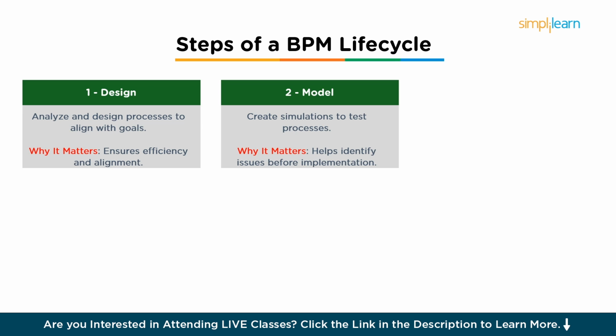2. Model. Once a process has been designed, the next phase is modeling. In this phase, organizations create simulations or prototypes of the new process to test how it will function in real-world scenarios. Modeling helps identify potential issues before the process is implemented. Why it matters. Modeling allows organizations to foresee potential inefficiencies, bottlenecks, or challenges before they arise. This proactive approach helps prevent costly mistakes during implementation.